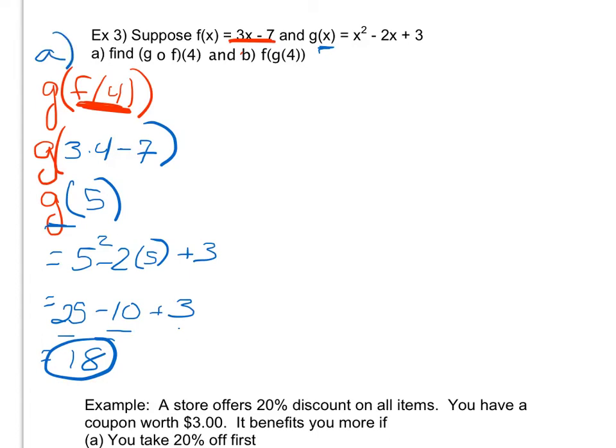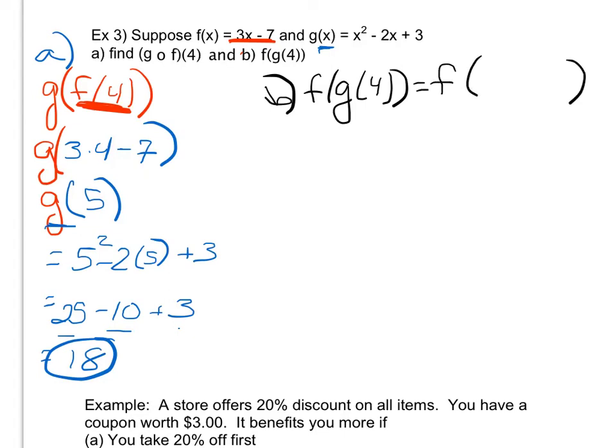That was part A. Part B tells me to find f of g of 4. So again, looking at that idea of, does it really matter? I'm going to leave the f, and this time I'm going to go to my function g, and every time I see a variable in g, I'm going to plug in 4, giving me 4 squared minus 2 times 4 plus 3. Well, what does that give me? The f is going to stay.